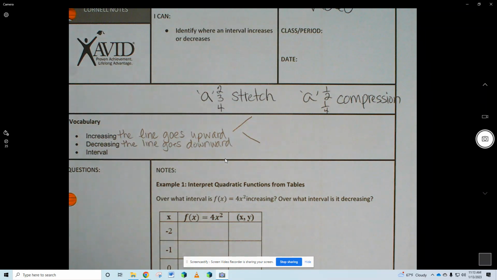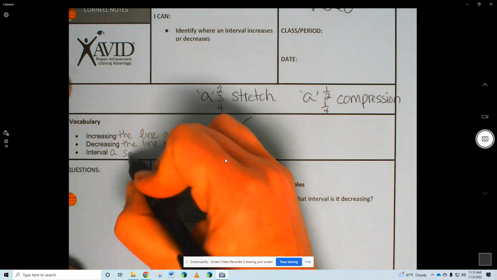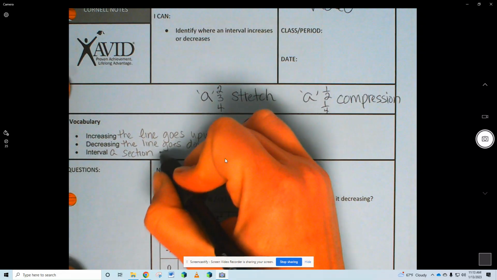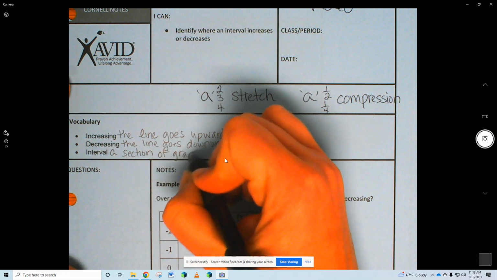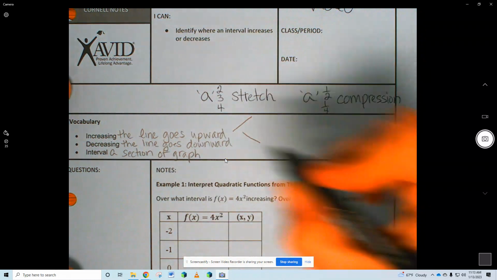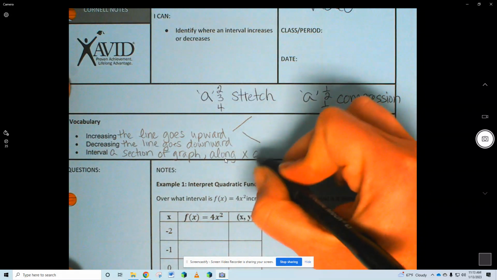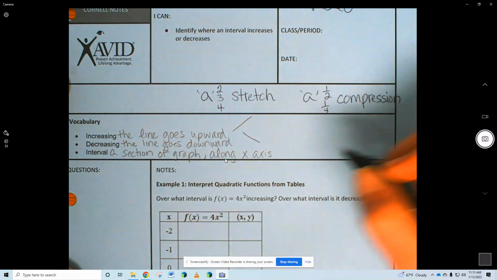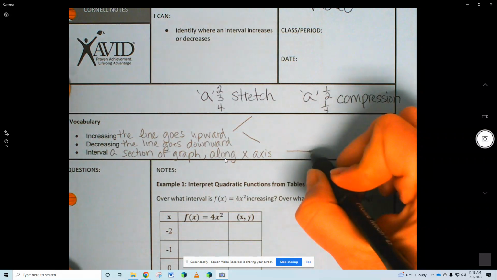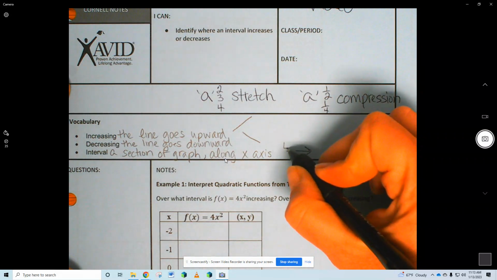The definition of the word interval: an interval is going to be a section of the graph. A section of the graph. This is always going to be along the x-axis. And I'm looking from left to right.